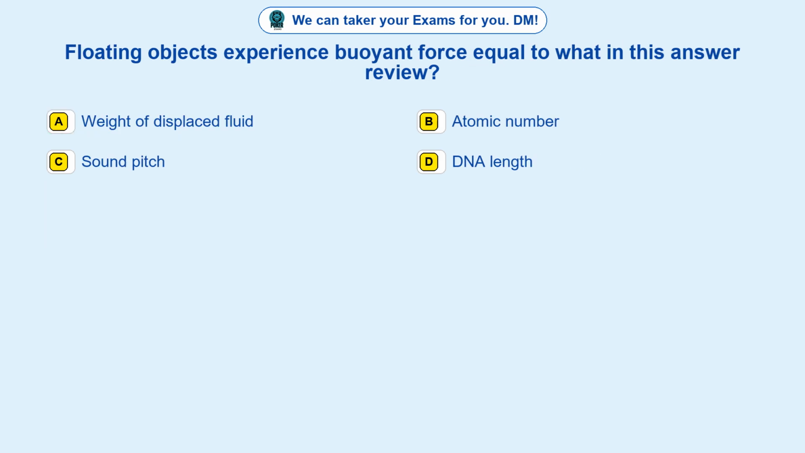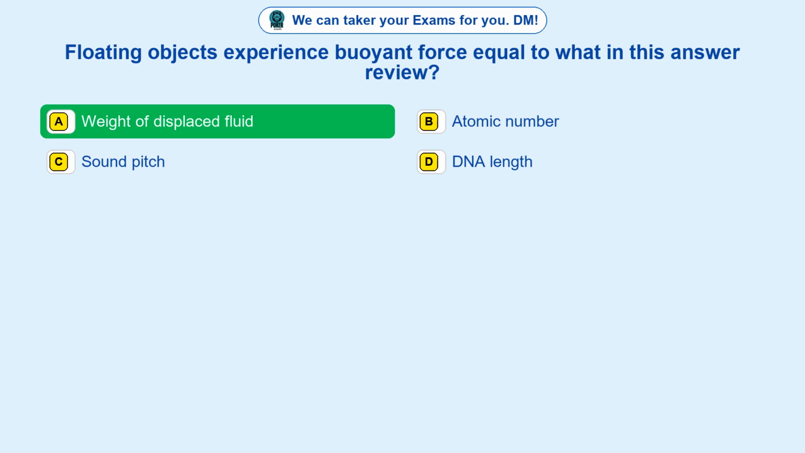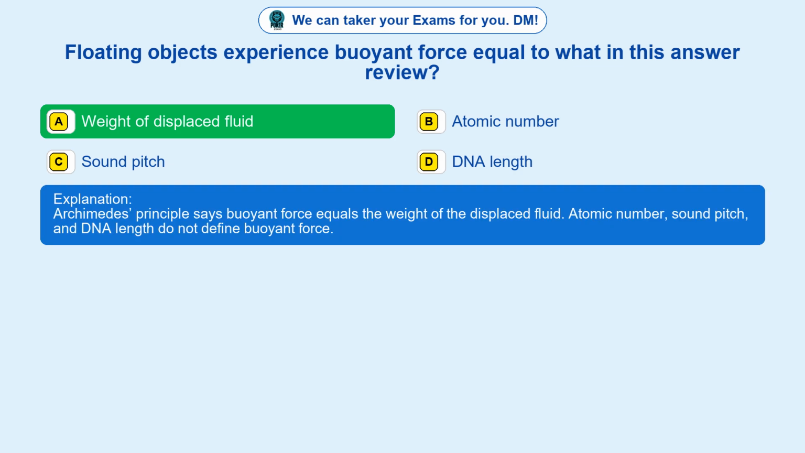Question 80. Floating objects experience buoyant force equal to what in this answer review? Option A, weight of displaced fluid. Option B, atomic number. Option C, sound pitch. Option D, DNA length. The correct answer is option A, weight of displaced fluid. Archimedes' principle says buoyant force equals the weight of the displaced fluid. Atomic number, sound pitch, and DNA length do not define buoyant force.